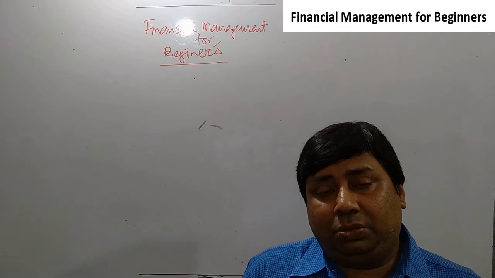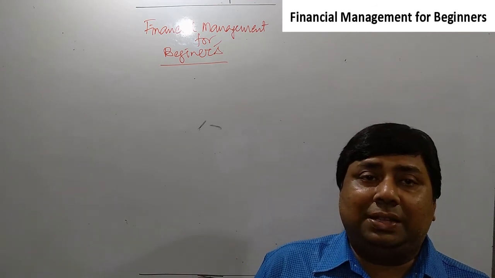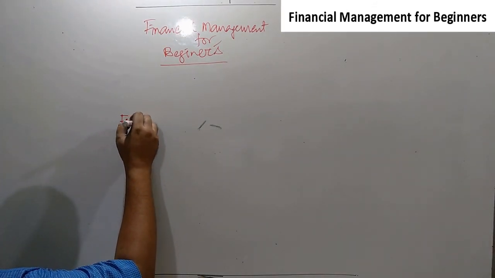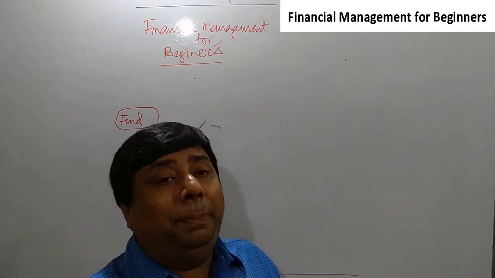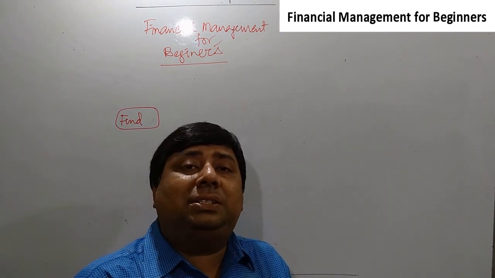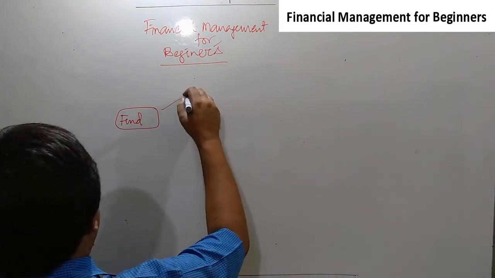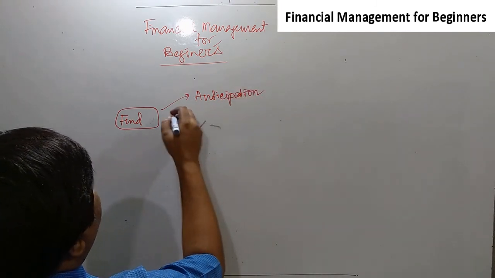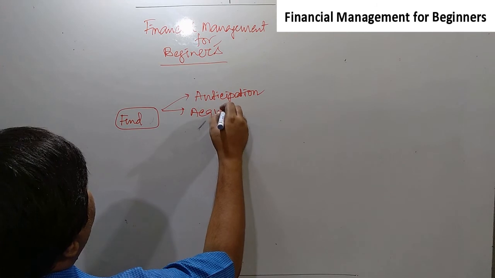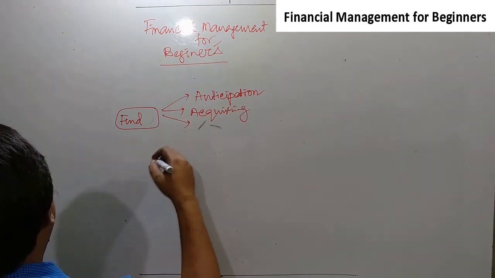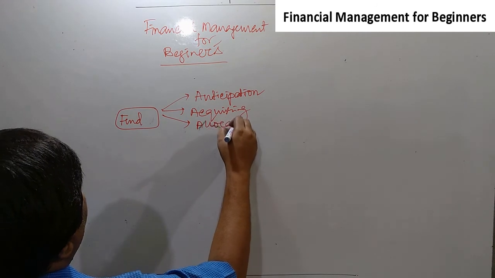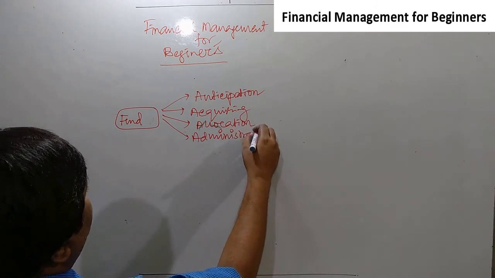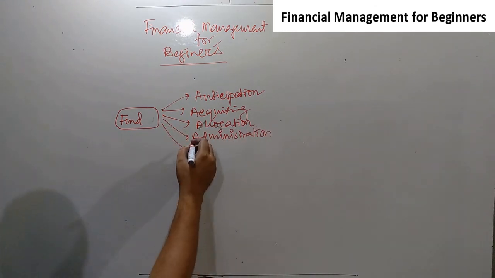Now, what is financial management? Since finance is there, we can clearly say that you have to deal with funds, with a few basic activities. What are such activities? First activity is anticipation, second is acquiring. Third one is allocation. Number four, retention. Number five, analysis.